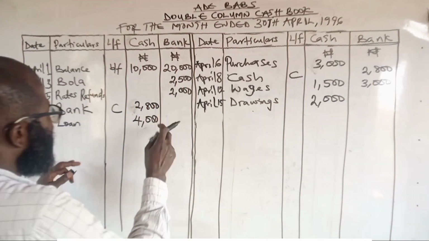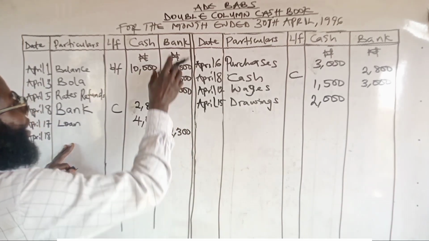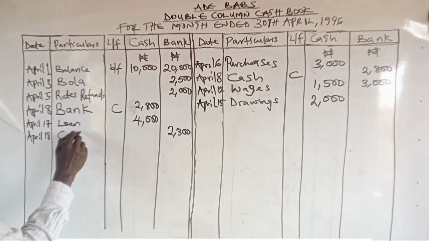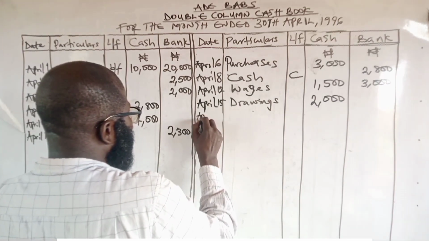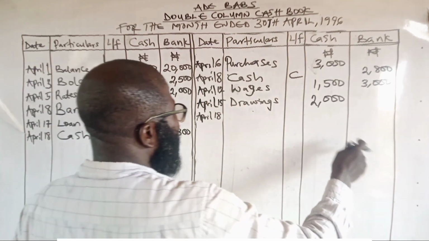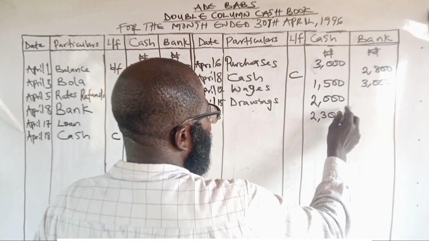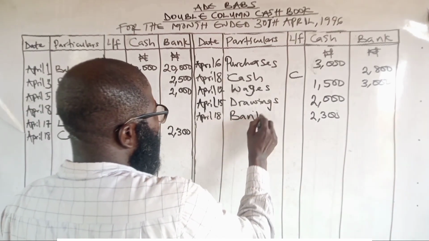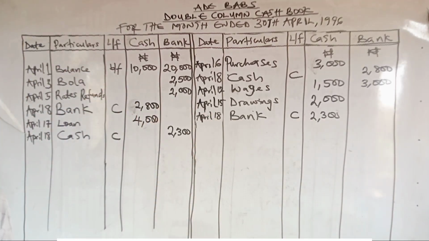Therefore, I will come to the debit side of the double column cash book. I write 2,300 naira here. Bank is receiving the money. Then I will come here. The particulars here, I will write cash. Then here you write contra. Then you also come to this side, April 18. Now, cash account is giving it out. So you are going to come to the cash here. You write 2,300 naira. Then you come here. The particulars here, it will be bank. Then you write contra here to indicate that it is contra entry.